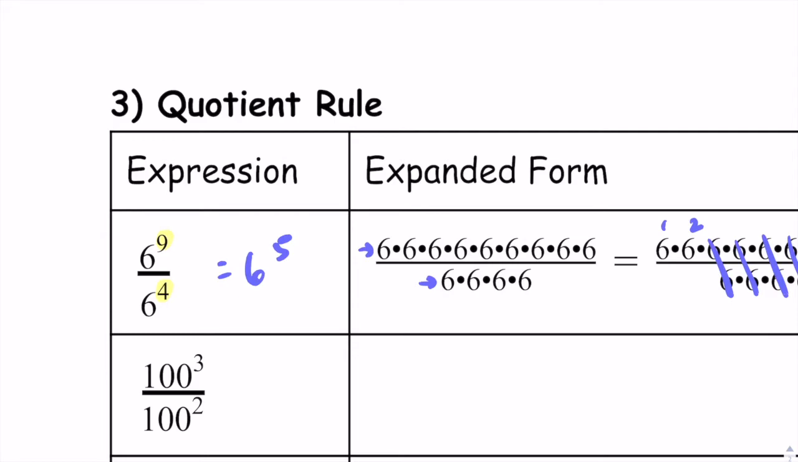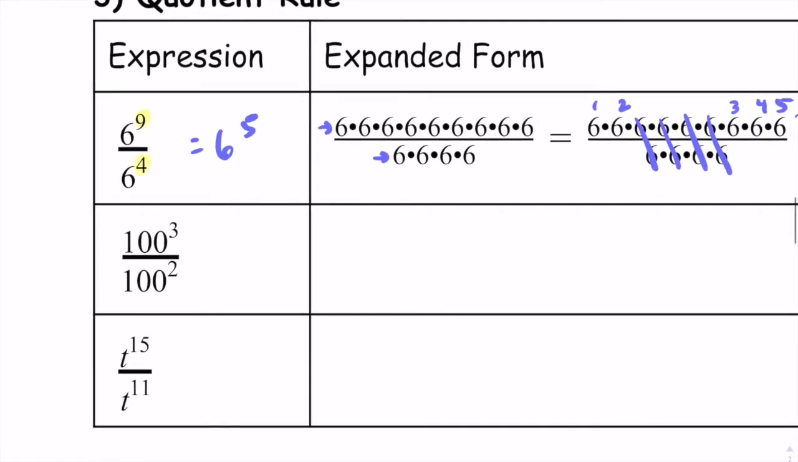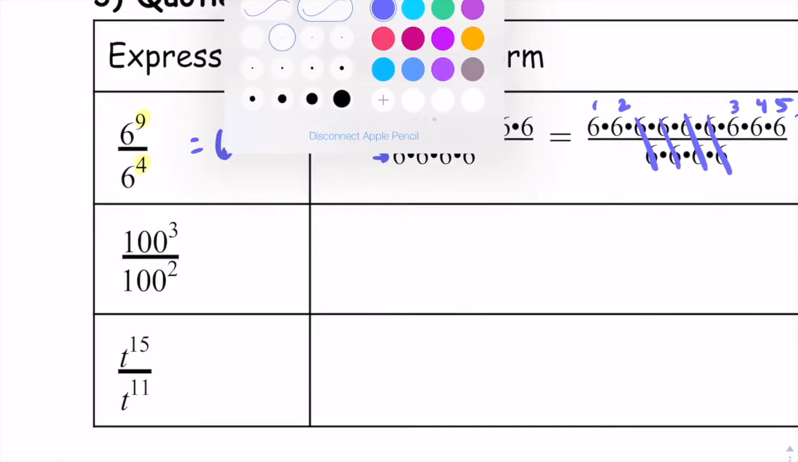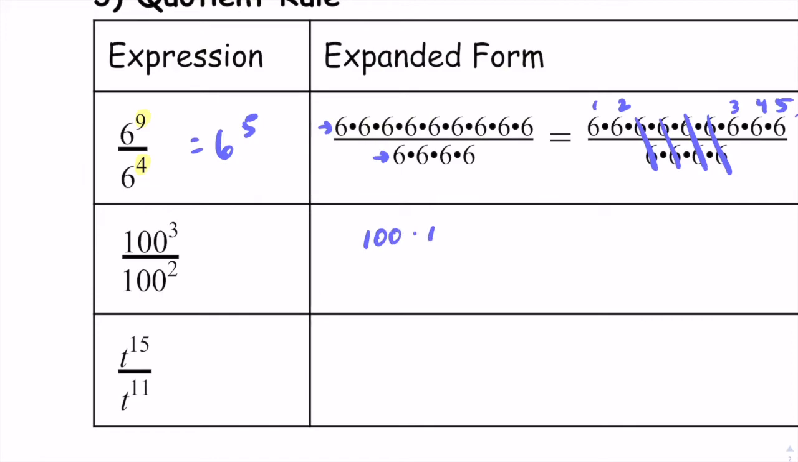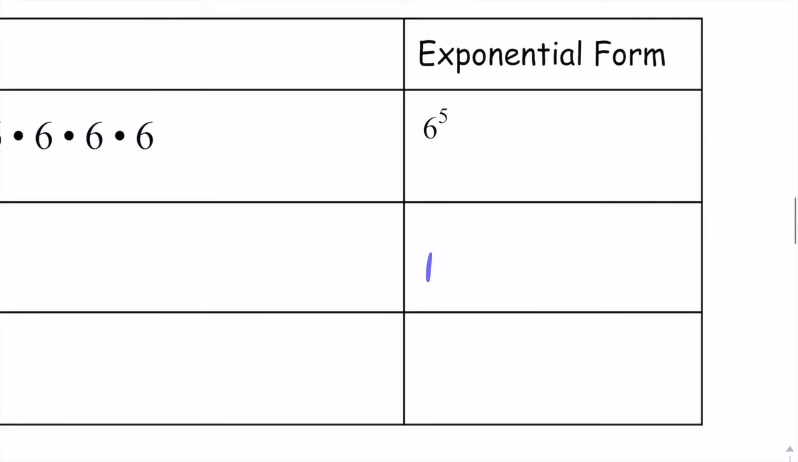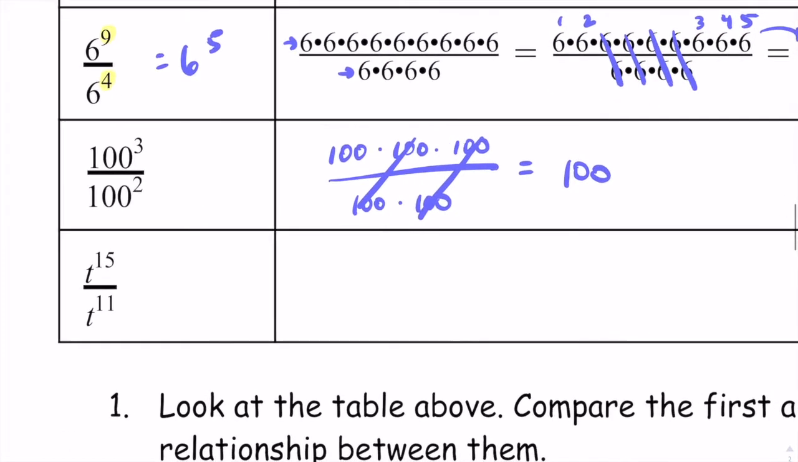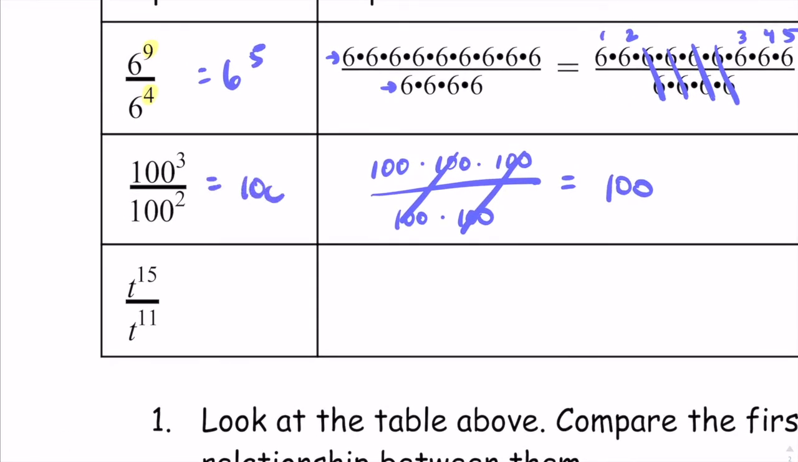Try to come up with a rule right now before we do another example. So hopefully you're able to come up with it on your own. So let's have the next one. Let's see if your rule is right. I have 100 times 100 times 100 on top over 100 times 100 on bottom. These cancel out, so I'm left with 100, right? So in exponential form, how many hundreds do I have left? 100 to the 1st power, right? So 100 to the 1st. So hopefully you're able to see the pattern for this one too, right? What am I doing? I'm doing 3 minus 2, so I get 1.